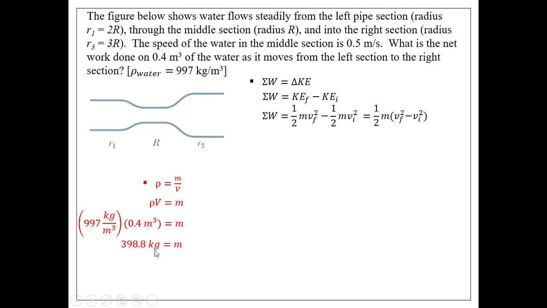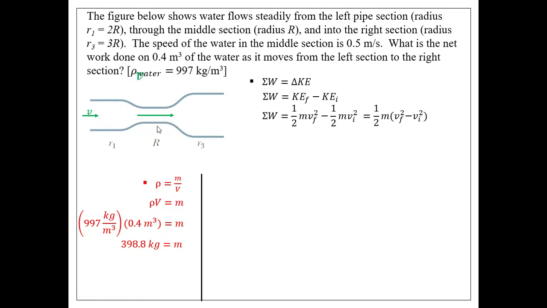Okay. Now that I know m, I still need to figure out what vf is. I still need to figure out what vi is. But that's not bad. Okay. The continuity equation tells us that the speed of the water as it travels through the pipe speeds up or slows down based on the cross section. So here R1 is 2R. And then it goes through the middle section, which is more constricted, more narrow, so therefore it has to speed up, right? The same mass has to get pushed through these pipes in the same amount of time.